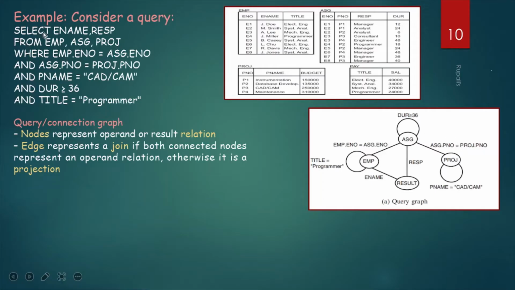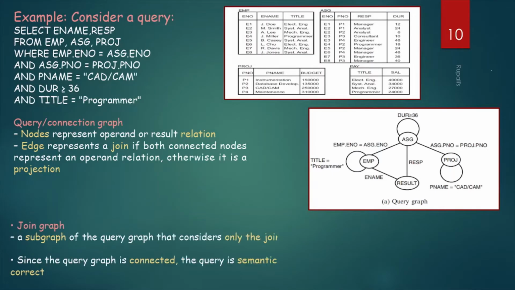Now, see here another thing. Select ename, RESP. From where do you select ename and RESP? From the employee table and ASC table. And these go in the result table. So ename and RESP. Now, this is our query graph. First, you have to draw the query graph.